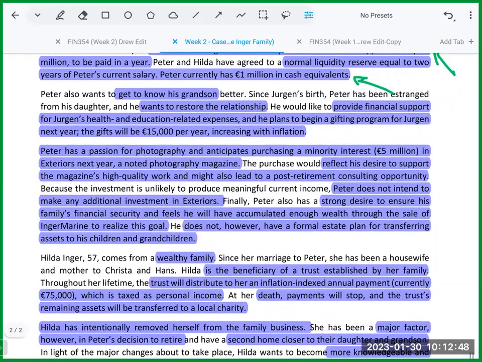And this reserve will have to be taken into account because they need to have cash or a cash equivalent of 1 million at all times. All right. Okay.